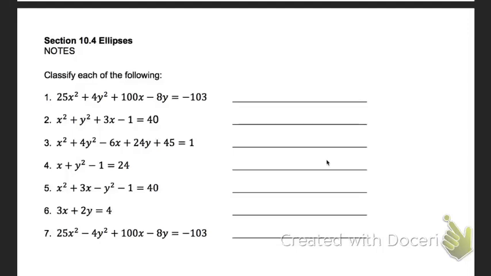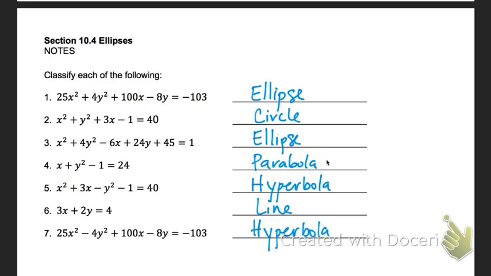Let's go through and label these. I'm going to give you 3 minutes. Any questions on these? We are pros at these now.